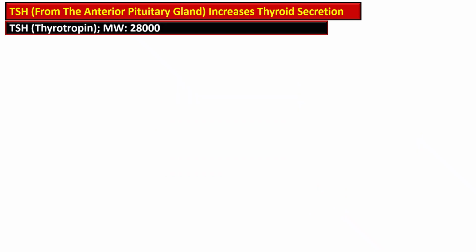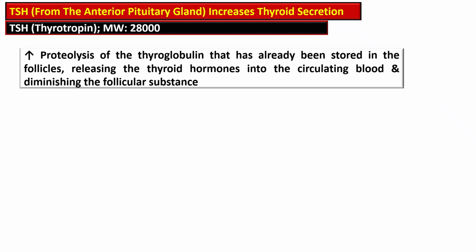Thyroid stimulating hormone originates from the anterior pituitary gland. It is a glycoprotein hormone, and this hormone is also termed as thyrotropin. It is released from thyrotropes of the anterior pituitary. It has a molecular weight of about 28,000, and its primary function is to stimulate the secretion of the thyroid gland, both T4 and T3.